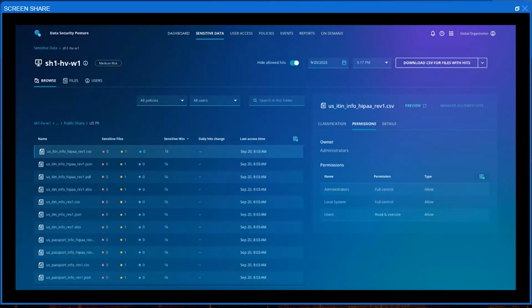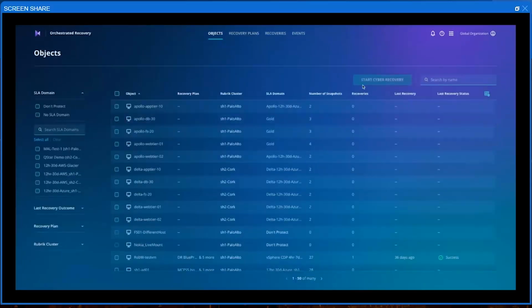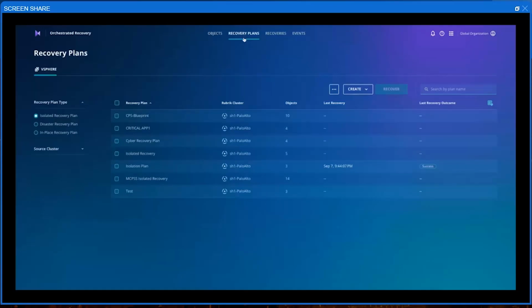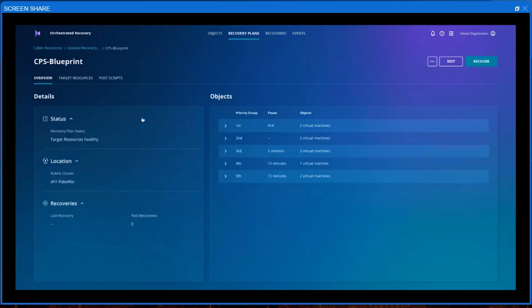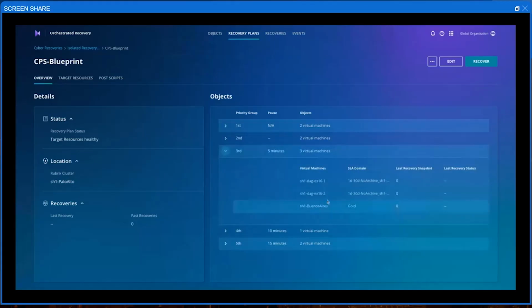The final piece I'll just briefly touch on, because I know we're running out of time, is the ability to create recovery plans to fail over either locally or remotely. And so you can see here, this blueprint has got a number of VMs with priority groups of which ones will boot up first. You can include post-boot scripts. You can also include what target resources they are going to fail over to. So that is the quickest demo I've ever given of Rubrik Security Cloud, but hopefully this has been valuable.